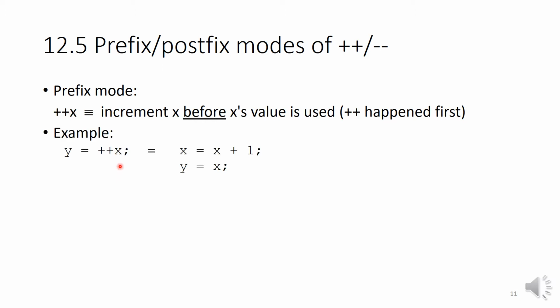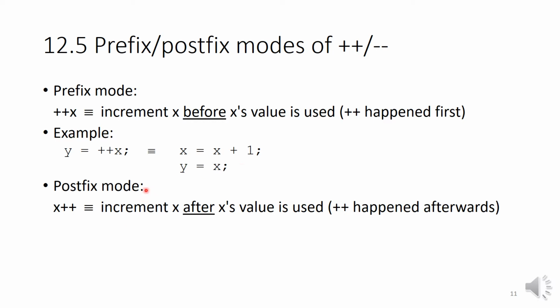This line of code using prefix plus plus is equivalent to increment x by 1 and then assign the updated x to y. The postfix mode means the increment or decrement happens after the variable's value is used. Here the plus plus comes after variable x. This line of code using postfix plus plus is equivalent to assign current x to y and then increment x. Got it?